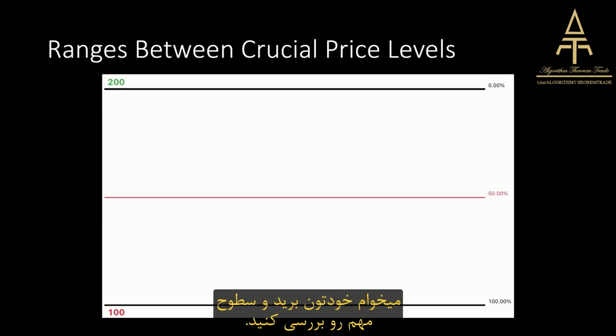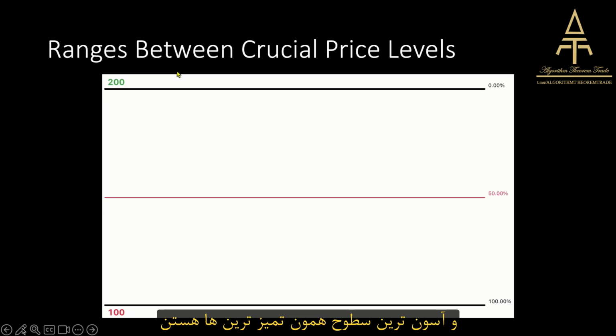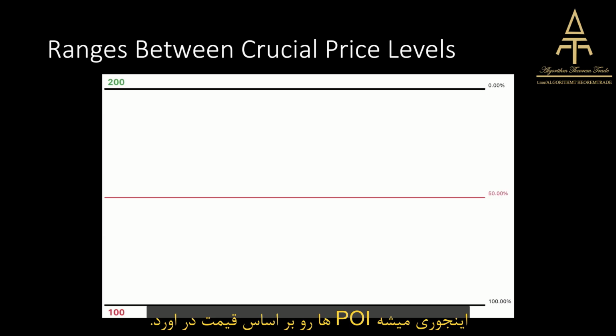And I want you to investigate that, what I just shared with you. Taking a look at crucial price levels. And the easiest ones are simply, for example, the green price levels that are 100, 200, 300, 400, 500, etc. 1000, 2000, 3000. Let's say 10,000, 20,000. Let's say, for example, 100,000, 90,000, 80,000, etc. That's how you can calculate points of interest based on simply price.